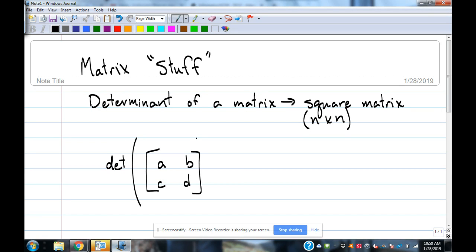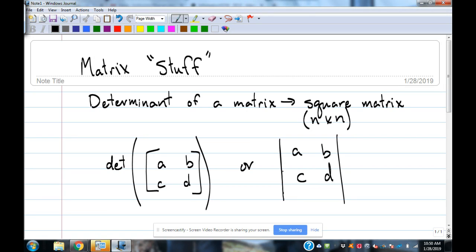And I'll just write a 2 by 2. That's short and quick. That's one way that they might denote for you to tell you to find the determinant, is to write it like that. Or they will use this notation, which looks like absolute value bars.